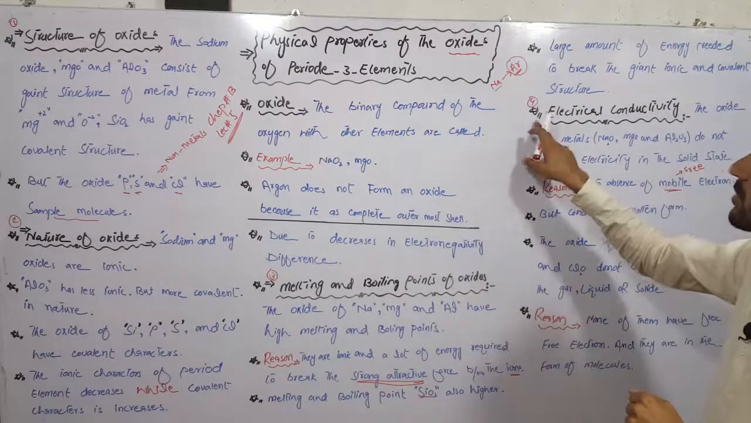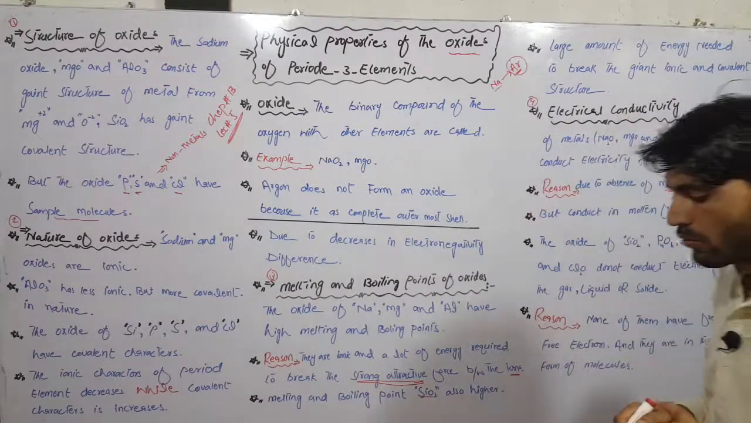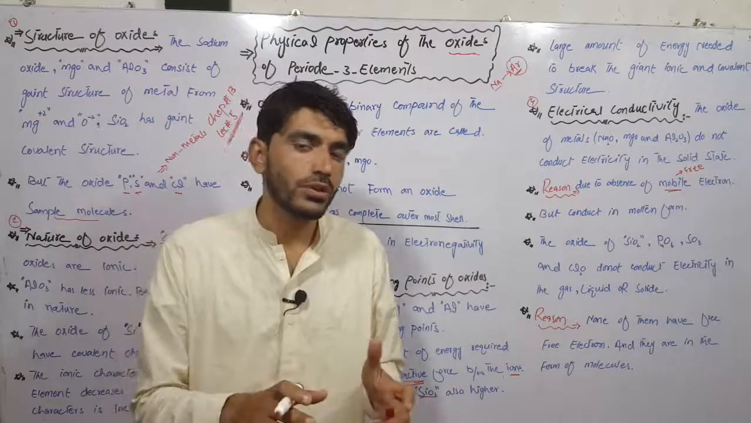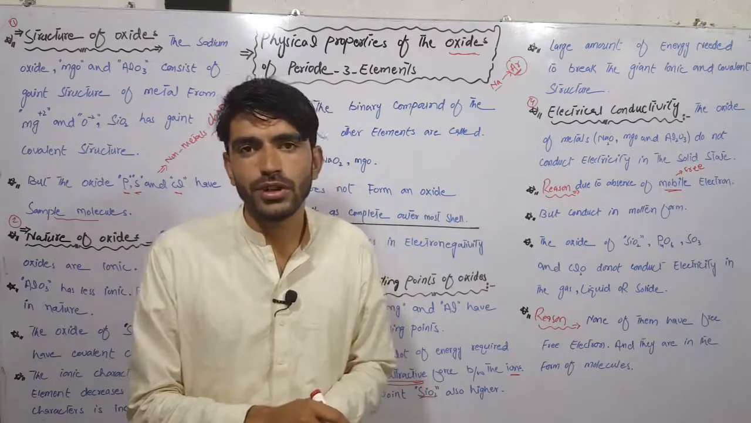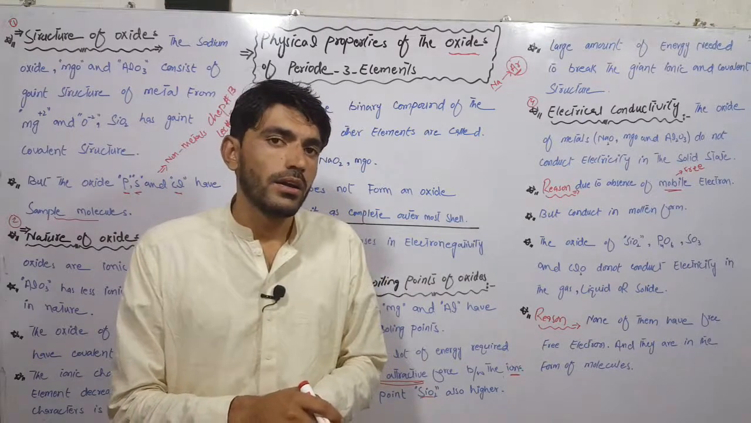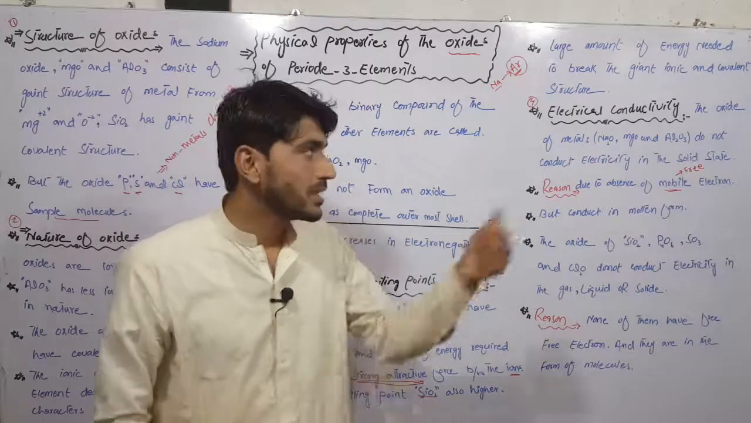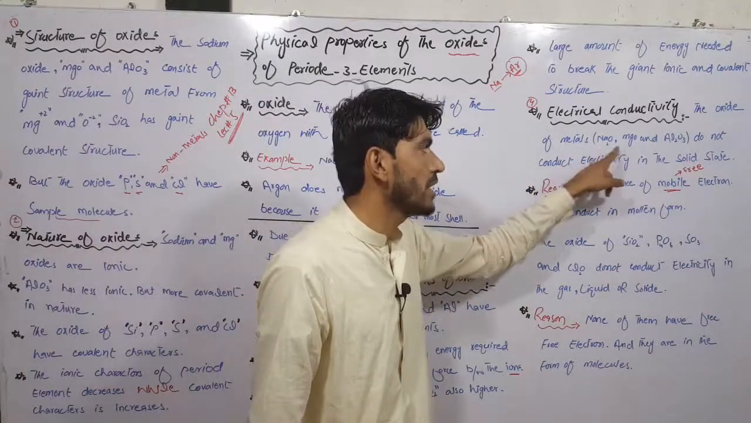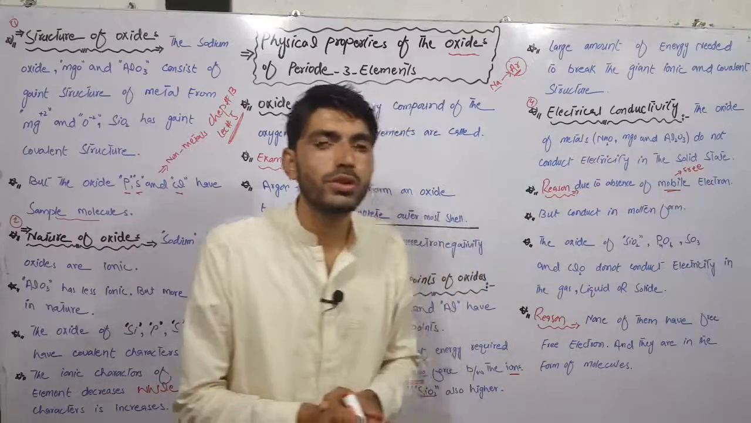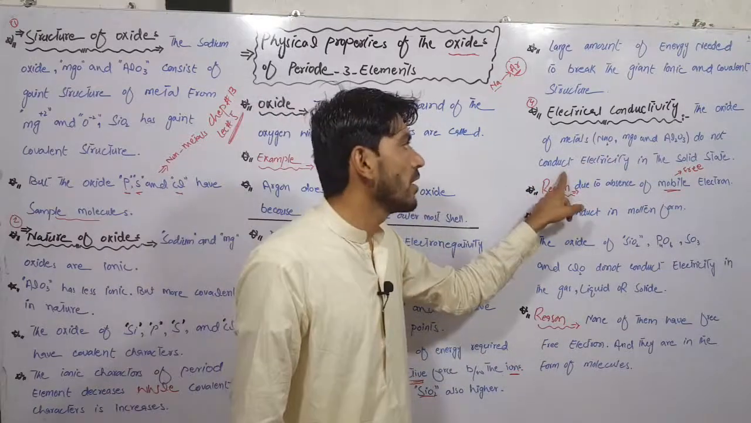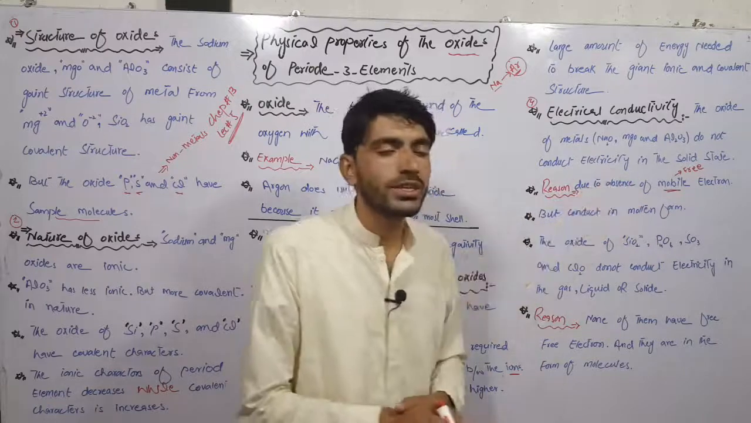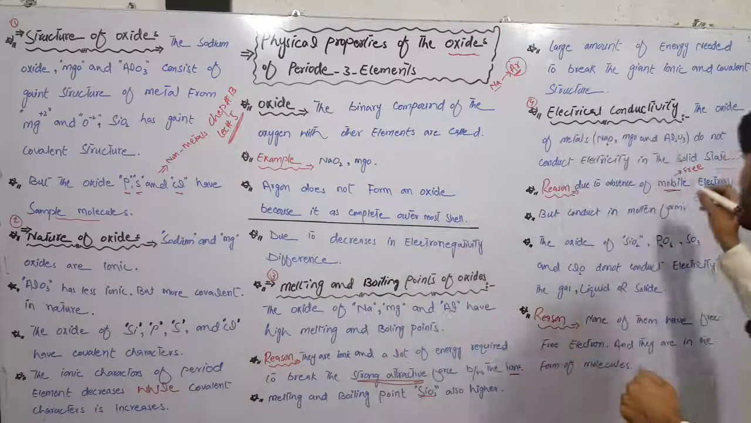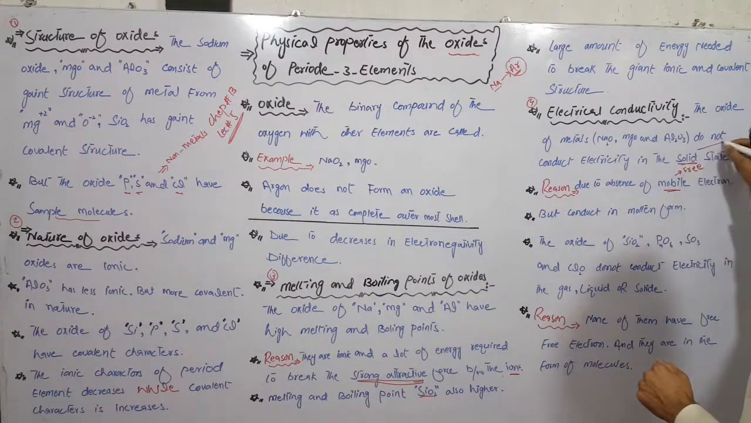So the fourth physical property is electrical conductivity. What is electrical conductivity? Here we discuss free electrons. Those molecules which have free electrons, current can easily pass through them. But in some cases, like the oxides of metals, sodium oxide, magnesium oxide and aluminium oxide, they don't have free electrons. They don't conduct electricity in solid state because they don't have free electrons. In solid state, no free electrons exist.